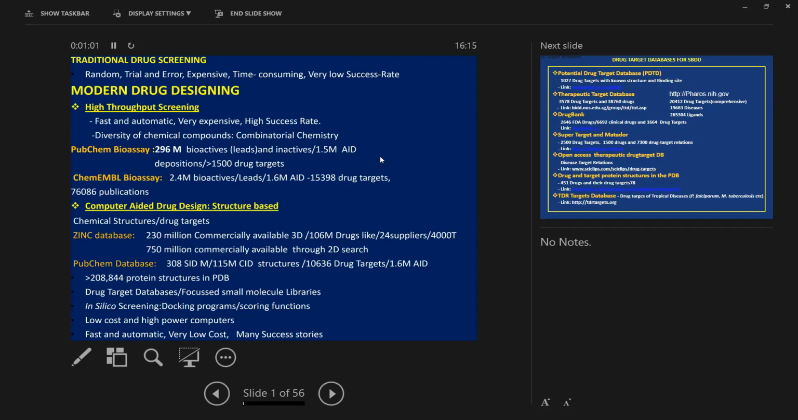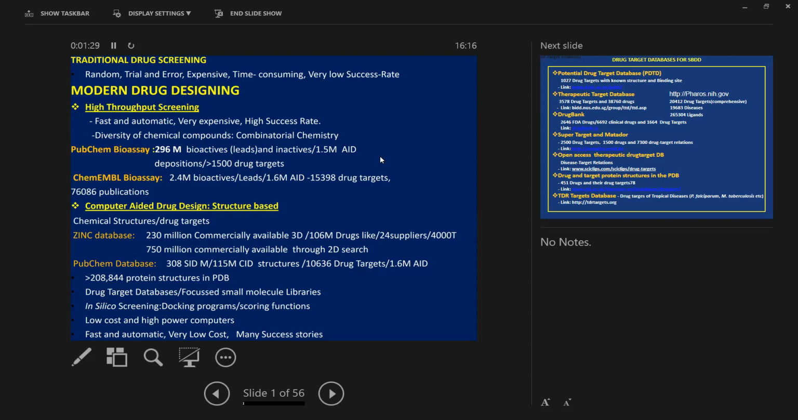And they have been deposited in the PubChem bioassay and ChEMBL bioassay, where you get 296 million bioactives for almost 15,000 drug targets, human for around 5,000 human targets, from 1.5 million SIDs for different cell-based assays or organism-based assays, from which you get individual active compounds.